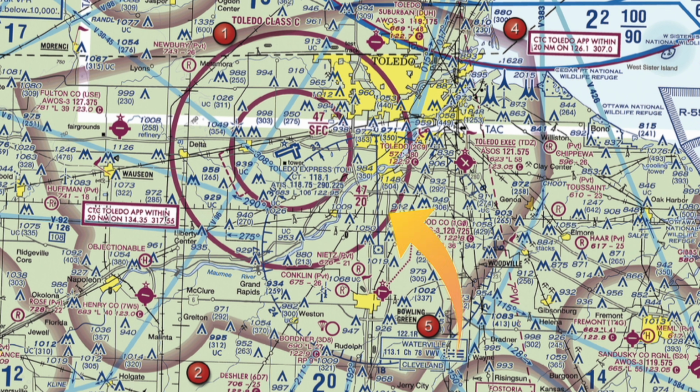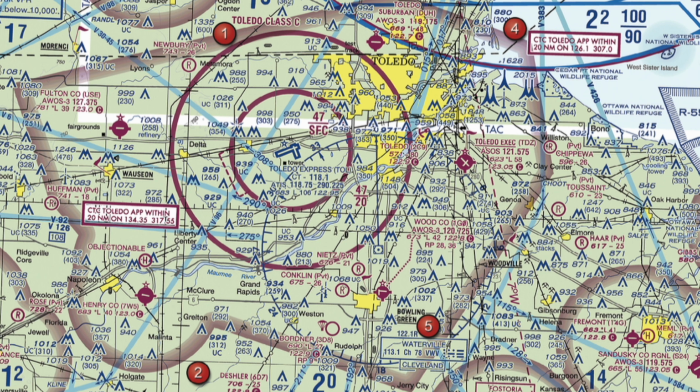I'm pointing to a solid magenta line, and this is the outer core or the outer layer of Class C airspace. And what is the altitude limit for this outer layer? Well, it's already indicated on the sectional chart with a 47/20. So it's 4,700 feet MSL will be the vertical limit.